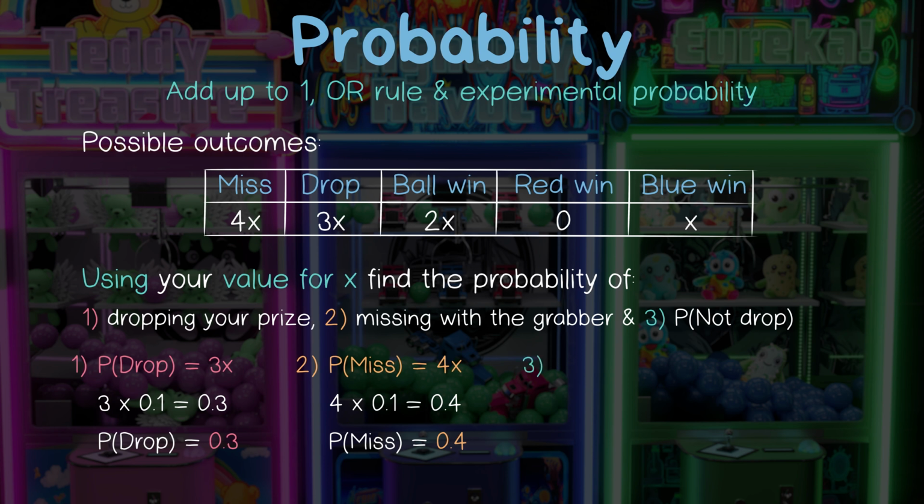To find the probability of not dropping our prize, we will subtract the probability of dropping the prize from 1. And this gives us the probability of anything else happening other than us dropping the ball. So P not drop equals 1 minus P drop, which is 1 minus 3/10, and that gives us 0.7.